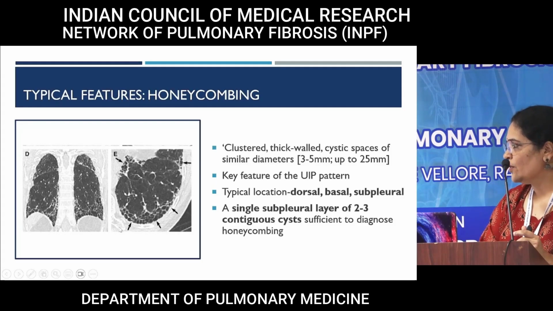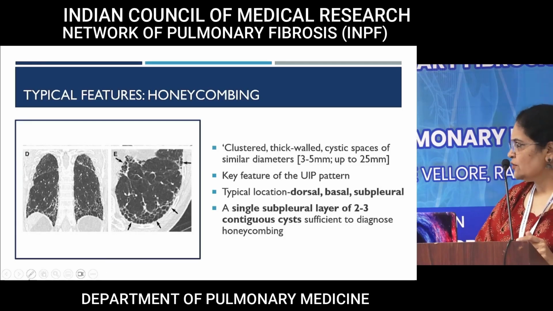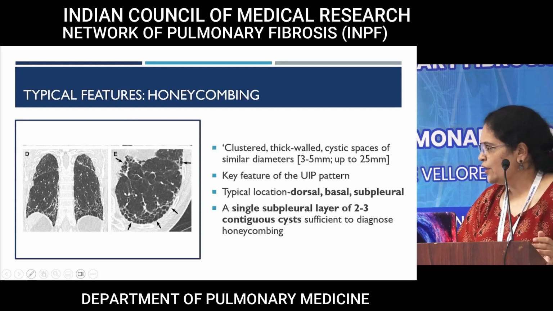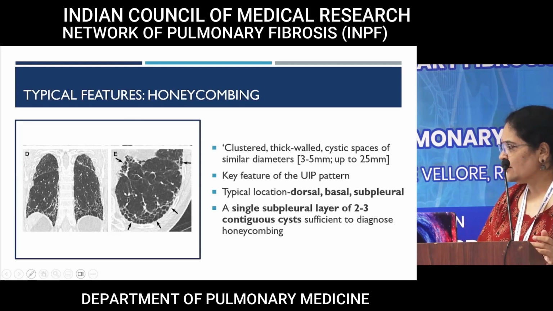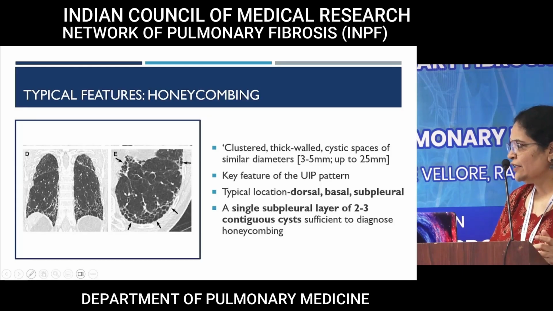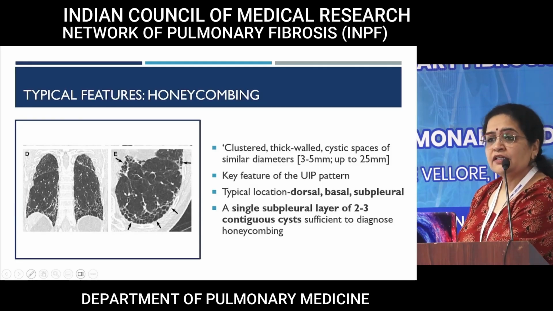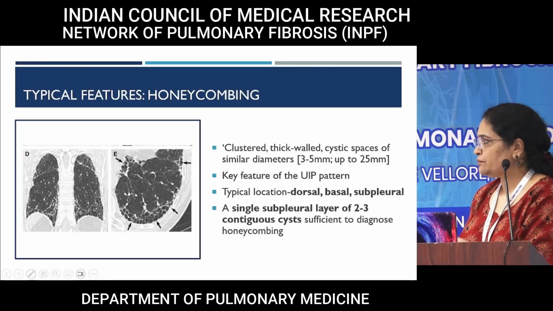So this is how honeycombing will look on the CT. Honeycomb looks like honeycomb. Anybody who has seen a beehive will know what honeycomb looks like. Even a single stack of cysts is enough. And if it's predominantly in the lower lobes, it is suggestive of UIP.